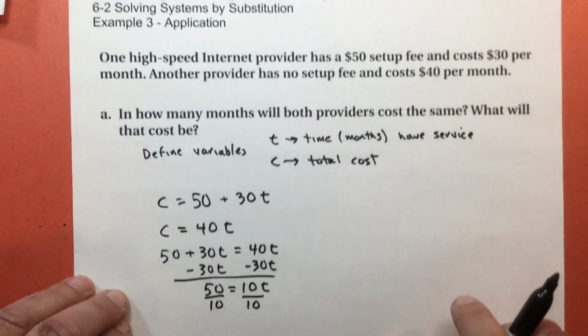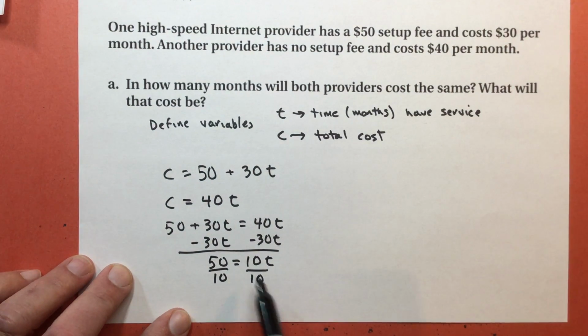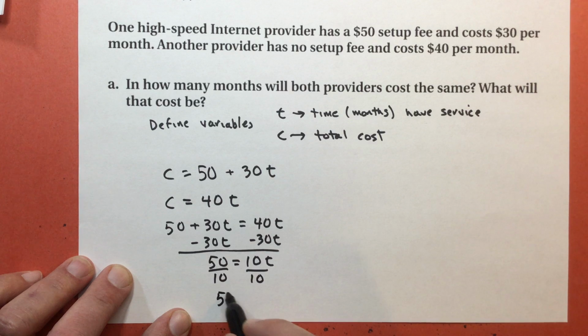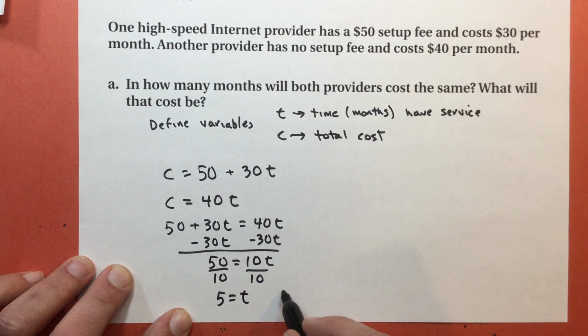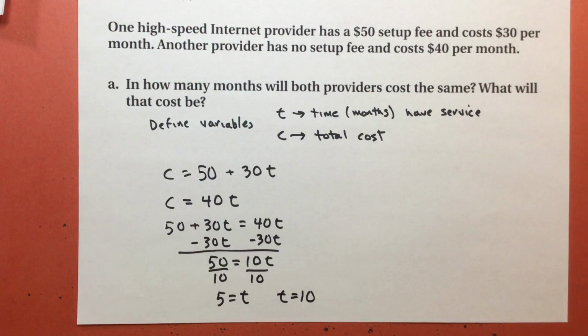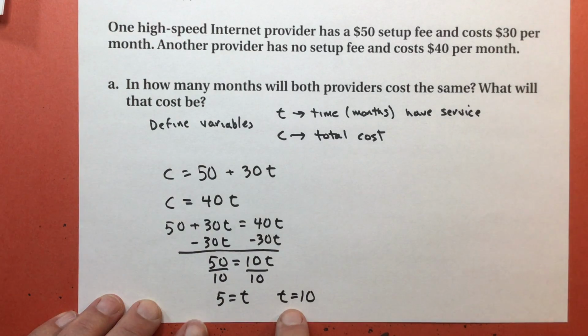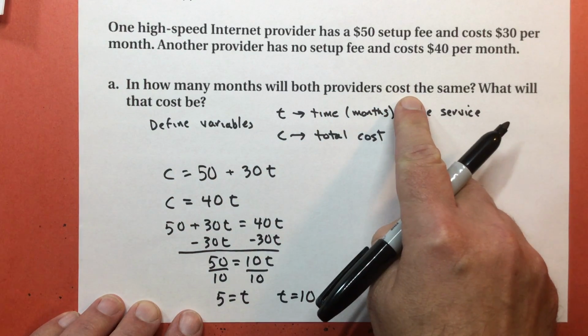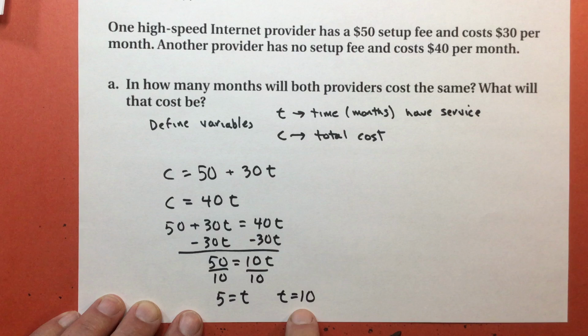I'm running out of room. I'll move that up so you can see it. I'm going to divide both sides by 10, and I get 5 equals t. And it's better if I actually write it like this: t equals 10. Okay, now I just solved that like an algebra problem. But that's not what it asked me to do. What this means is, how many months will both providers cost the same? 10 months. In 10 months, they're going to be the same.